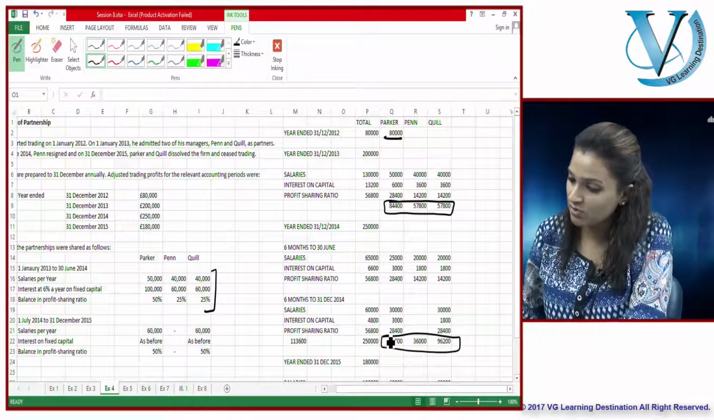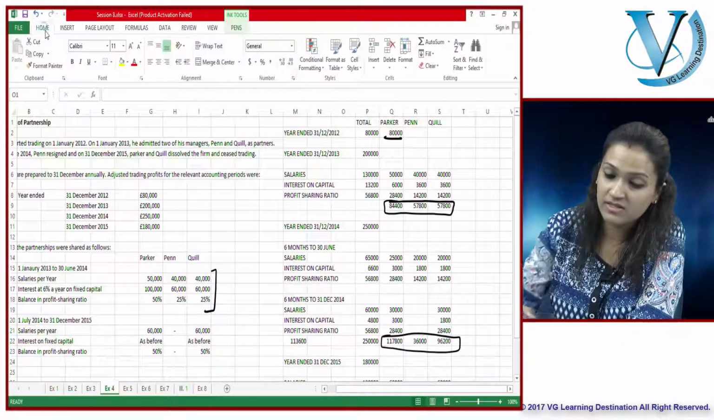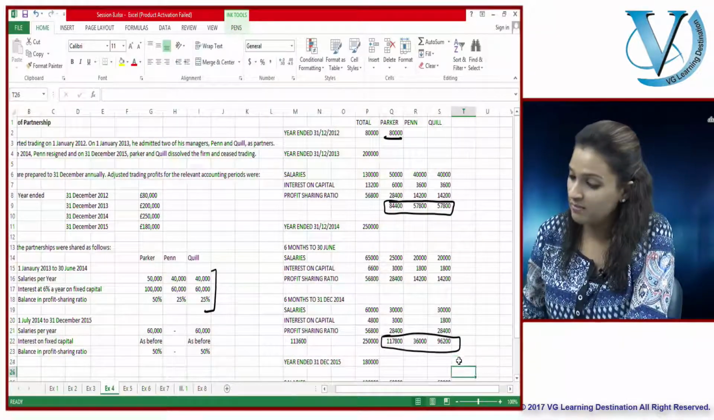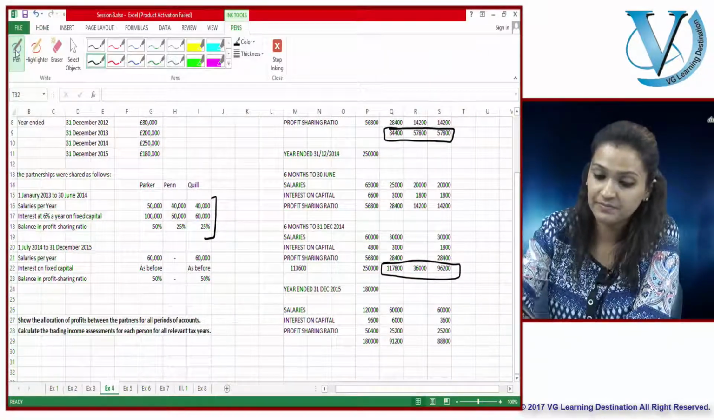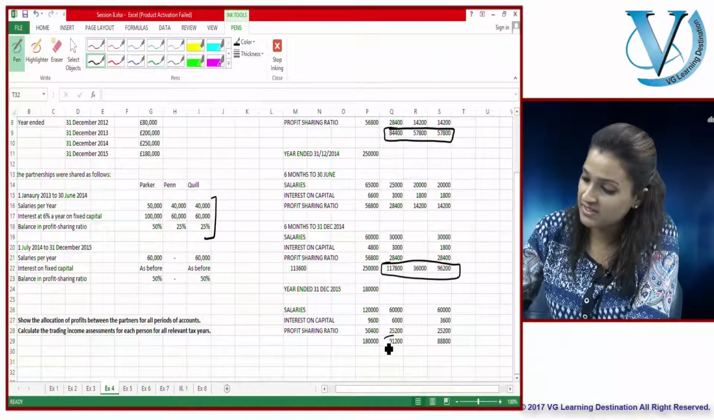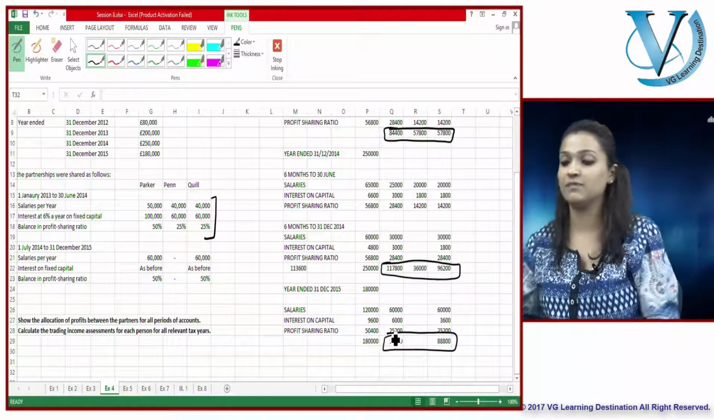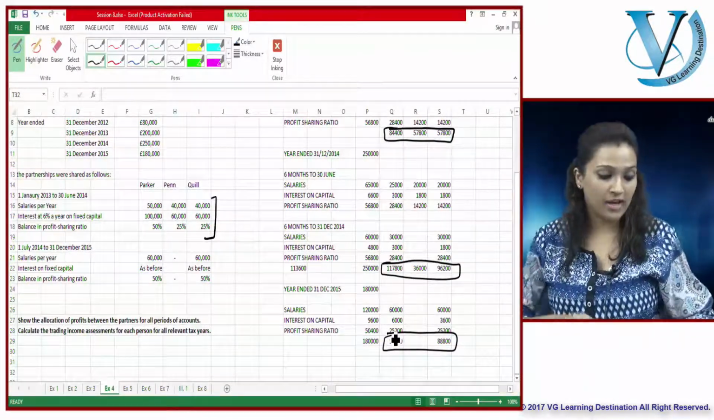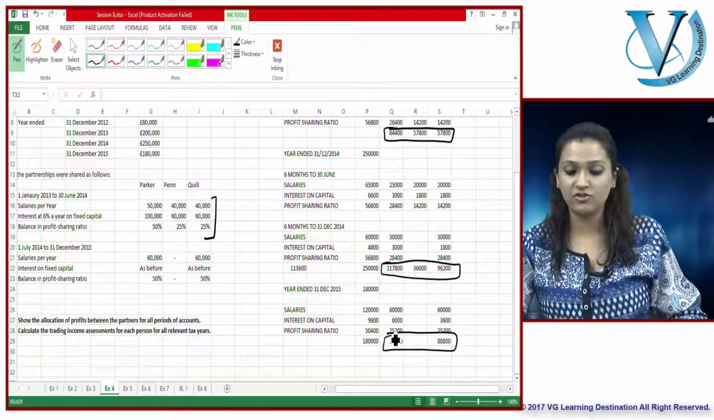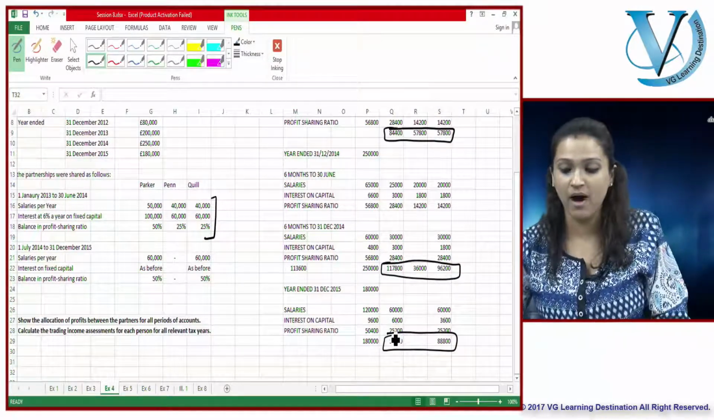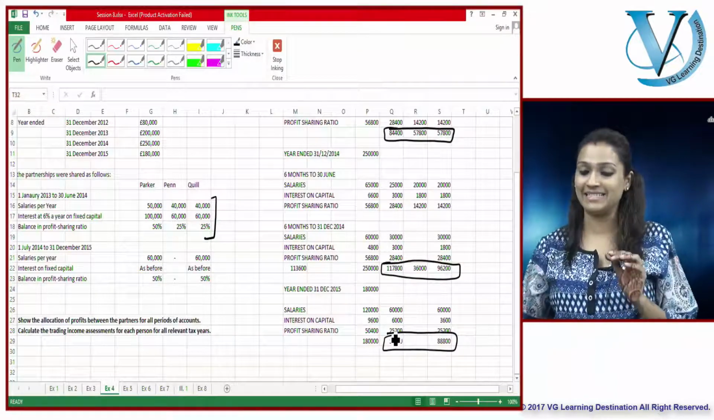And the next year onwards, what is this? Let me just get back to the question. Right, let me grab my pen. Last year, we have this as our total profits in the profit sharing ratio. Now, the second part of the question asks us to do what? To calculate the trading income assessment for each of the partners for all the relevant tax years.